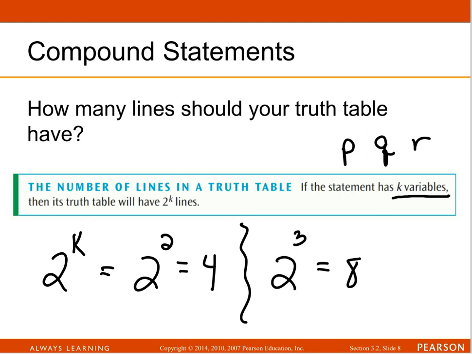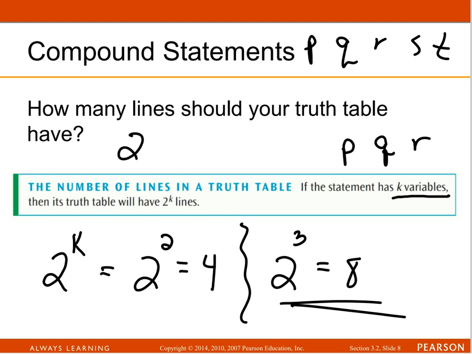Now, I won't make you do truth tables that have more than 8 rows because it takes a little while to do those. But I might ask you the question, if you had a P and a Q and an R and an S and a T, how many rows would that have? You'd be like, oh, well, that's 2 to the 5th, which is 32. Okay? So, anyway, that's how you calculate it.